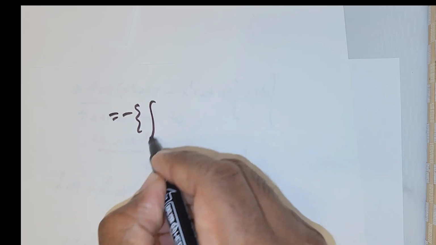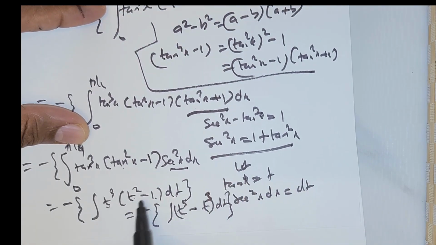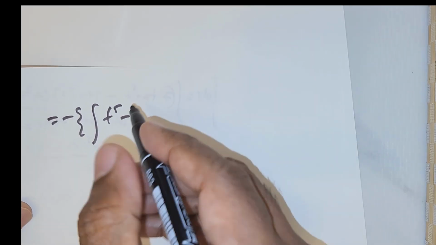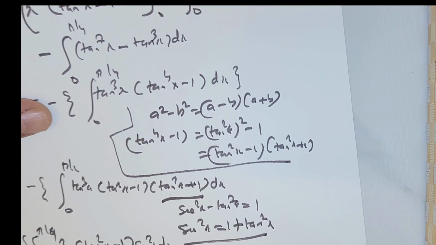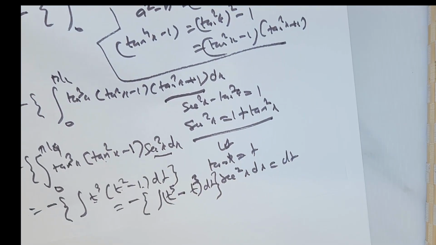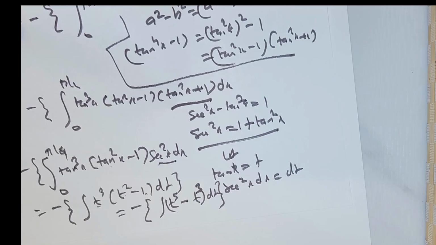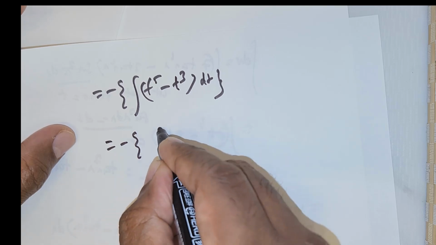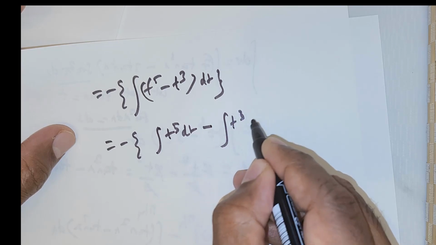So what we got is integral t raised to the power of 5 negative, this is t raised to the power of 3 actually, followed by t raised to the power of 3 times dt. Let me make the check one more time. Fair enough. So I can rewrite this as integral t power 5 times dt negative integral t to the power of 3 times dt.